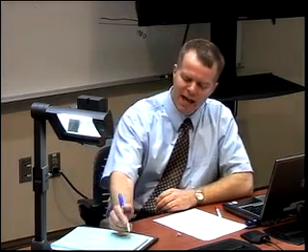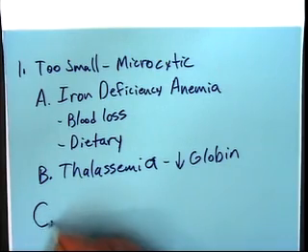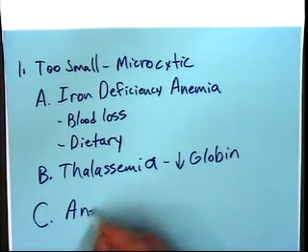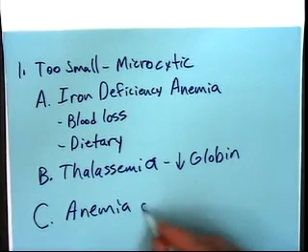And then the final category of microcytic anemia is anemia of chronic disease.